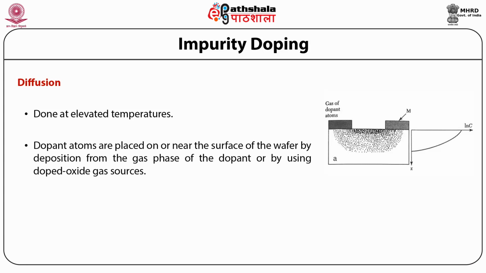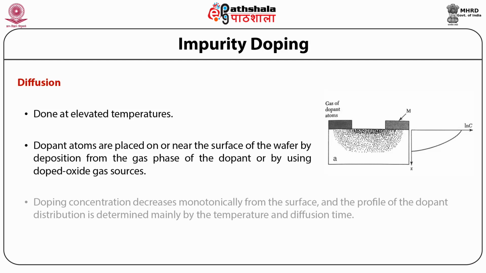Dopant atoms are placed on or near the surface of the wafer by deposition from the gas phase of the dopant or by using doped oxide gas sources. Doping concentration decreases monotonically from the surface and the profile of the dopant distribution is determined mainly by the temperature and diffusion time. So this has been explained in this figure.